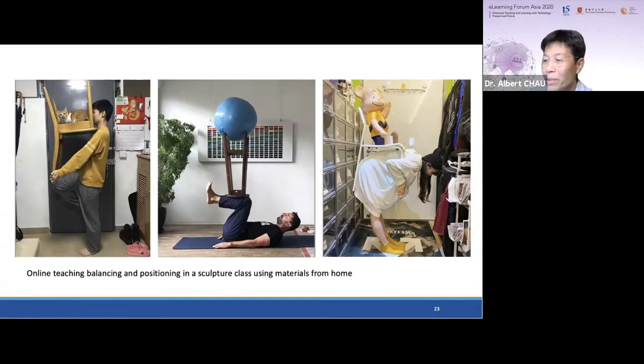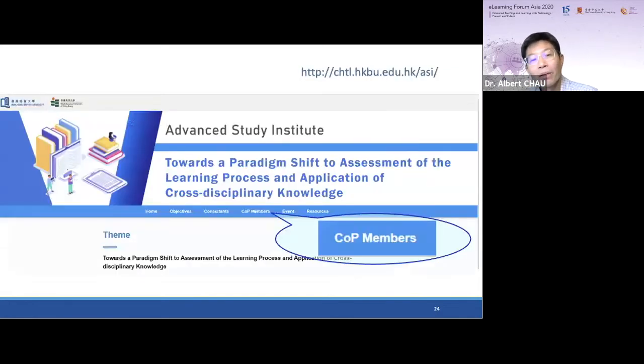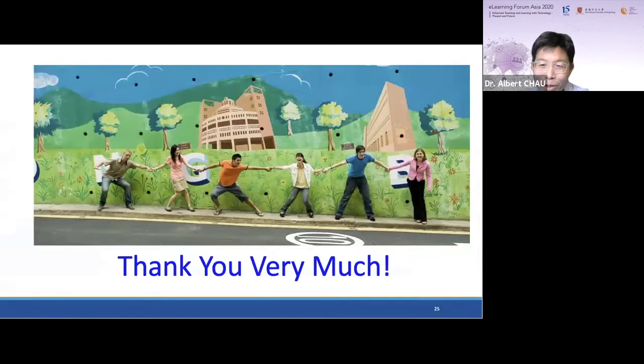So next slide, please. We have recently established an Advanced Study Institute together with the Education University of Hong Kong. We have a community of practice. So all the issues that I've talked about are the themes of work of this Advanced Study Institute. So please join us, okay, and then we will work out all these things together. Final slide. Thank you very much, okay.